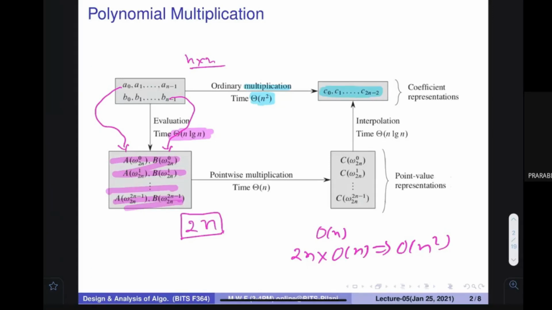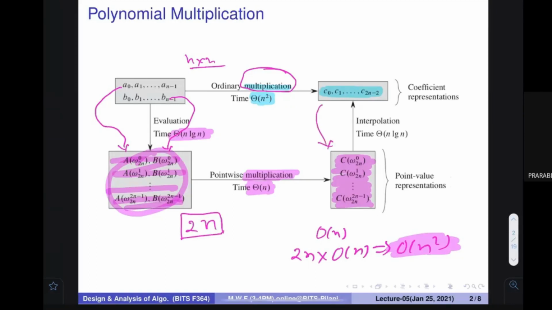Since our target was to multiply these two numbers, the pairwise multiplication here is very fast. You know that if things are in the point value representation, then you can multiply them in order of n time. So the answer that you wanted to find, in point value representation, you can find in order of n time, plus order of n log n time for the conversion. Then you can do the interpolation.